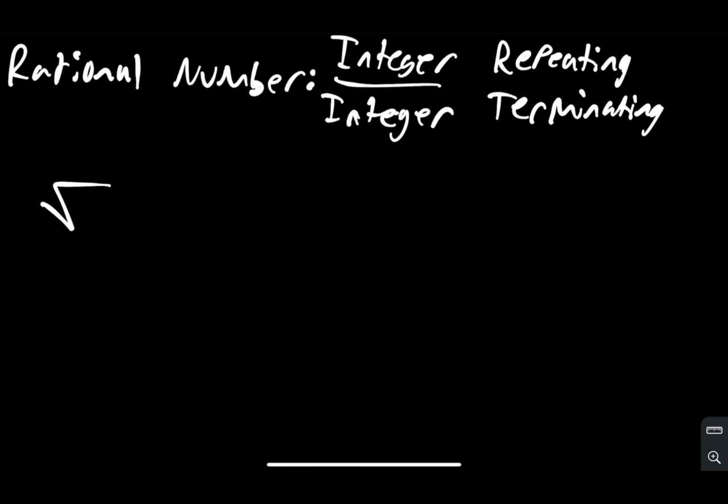Now, what about the square root of 11? Well, the square root of 11 you can't write as an integer over an integer, because square root of 11 is not an integer. So therefore, we know that the square root of 11 is going to be irrational.